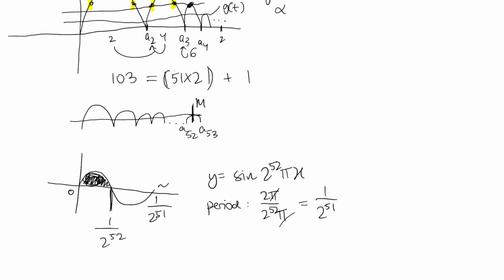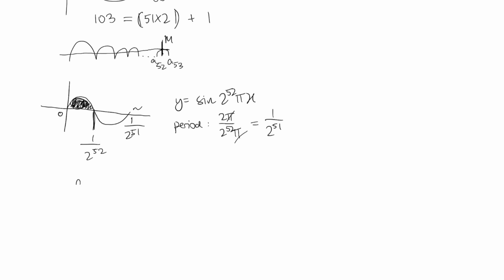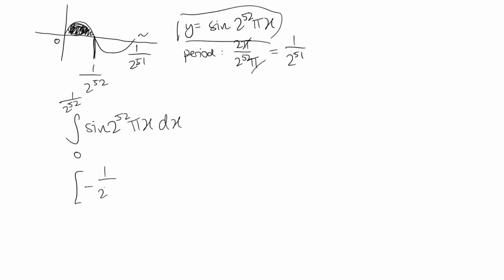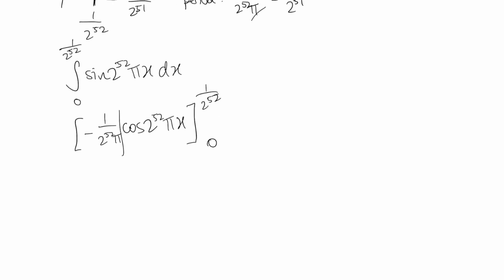So that means we are interested in looking at the integral of this function from 0 to 1 over 2 to the power 52. So let's write that. We want to find the integral from 0 to 1 over 2 to the power 52 of this function, sine of 2 to the power 52 pi x dx. So it will be negative 1 over 2 to the 52 pi cosine 2 to the 52 pi x. And that's going from 1 over 2 to the power 52 to 0. Since this is a constant, we'll take that out.